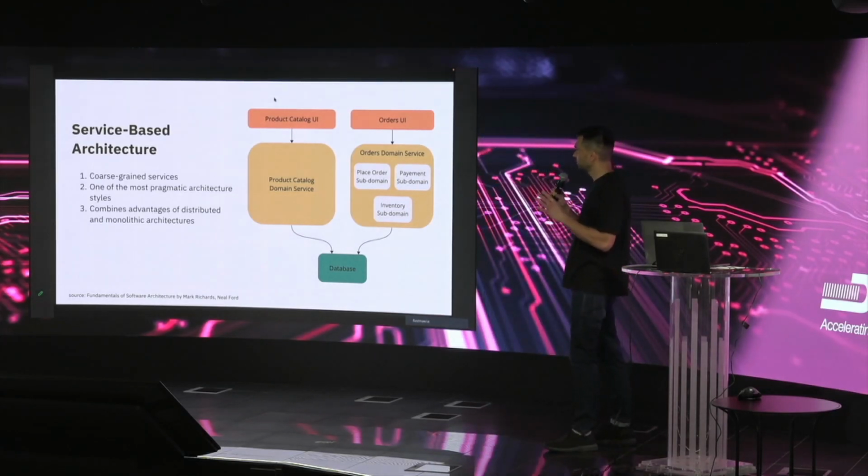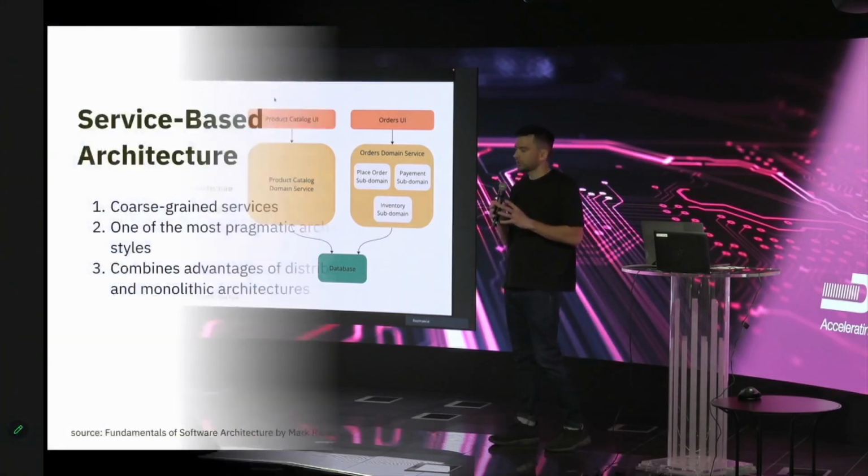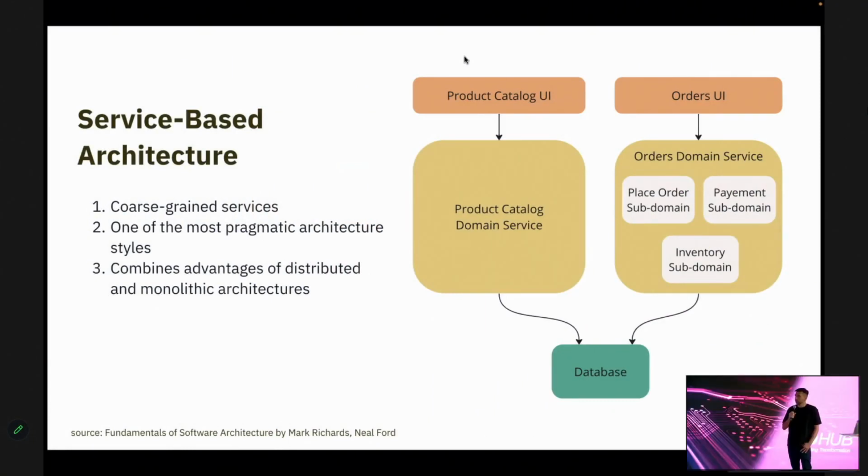Each domain service is deployed separately from others. We can further divide such domain services into smaller units called subdomains. The authors of this book call this architecture one of the most pragmatic architecture styles because it combines advantages of monolithic and distributed architectures.